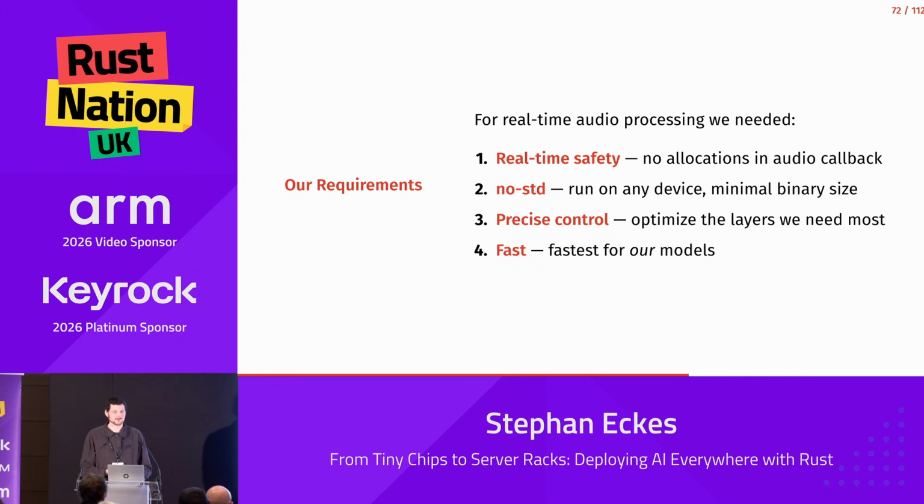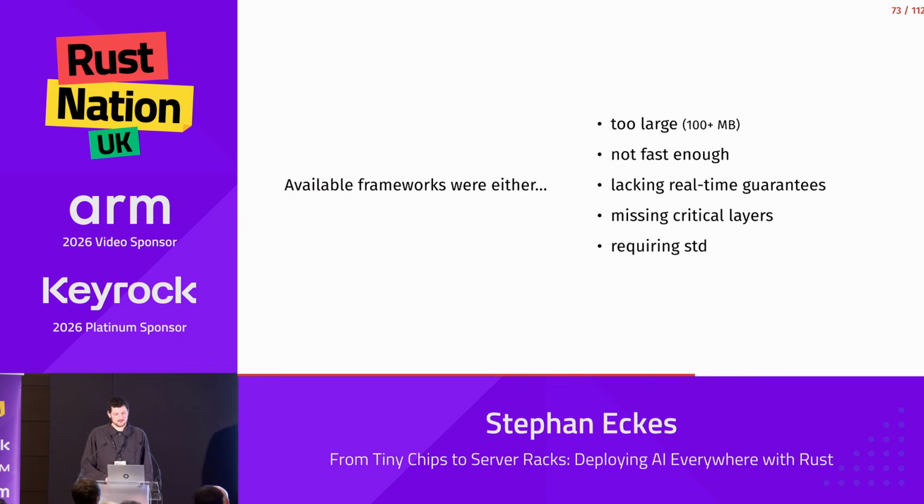Another thing is, just to have precise control, like when we see, oh, we have this specific layer that is eating up most of the time, we could optimize it ourselves really fast. And yeah, we need to be very fast. But fast for our models, like specifically, right? And available frameworks were often too large, not fast enough, missing critical layers, some specific for audio. So for example, we also need STFT and ISTFT, which is made to build those audio spectrograms. And those are in PyTorch frameworks, but often not in the inference engines. And yeah, or they were requiring std.